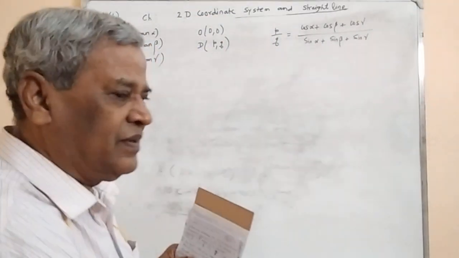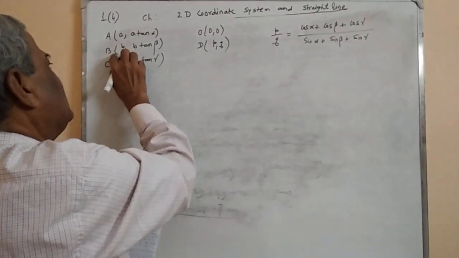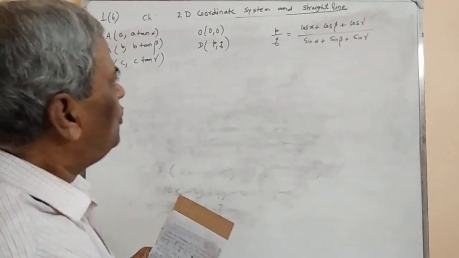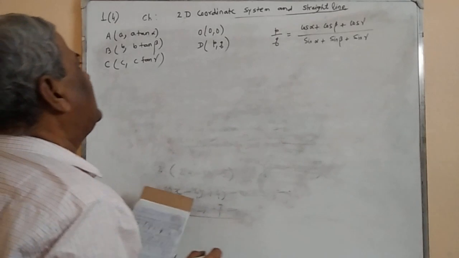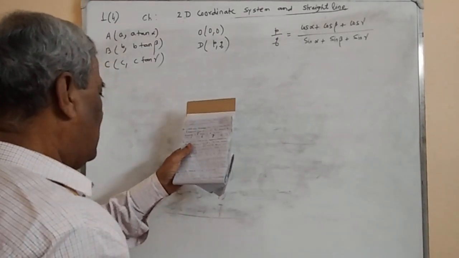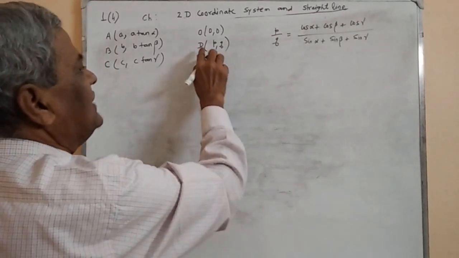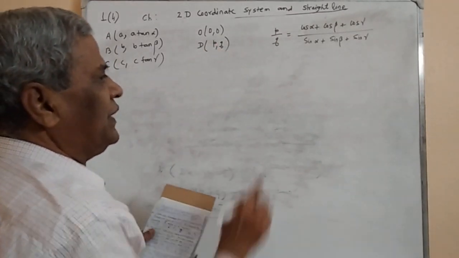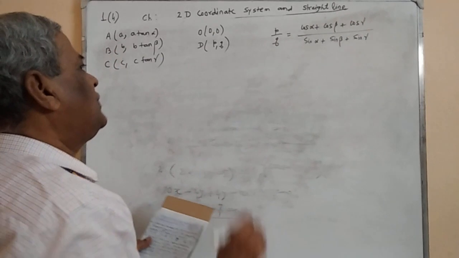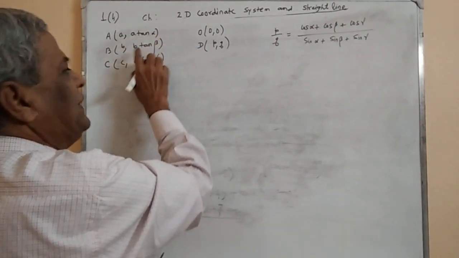One triangle is given, its vertices are those. Moreover, it is given that its circumcenter is at origin 0, 0 and orthocenter is at D, P, Q. Then we have to prove the relation between P, Q, alpha, beta, and so on.